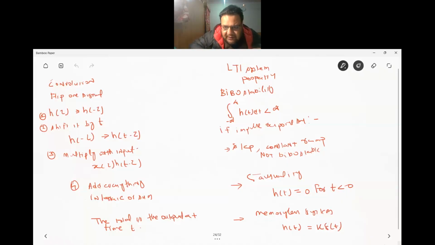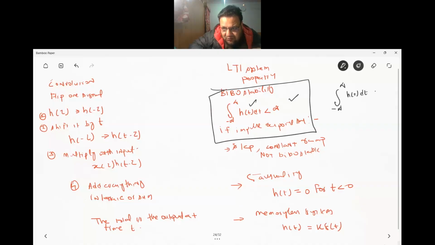Now one more important property is BIBO stability. When you check the system's impulse response, this is asked in GATE. If you integrate the magnitude of h of t dt from minus infinity to infinity, and this value comes out finite, less than infinity, then the system is BIBO stable.